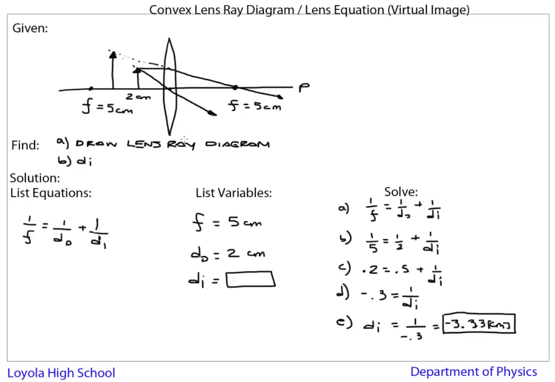So there's an example of a convex lens ray diagram and the use of the lens equation.